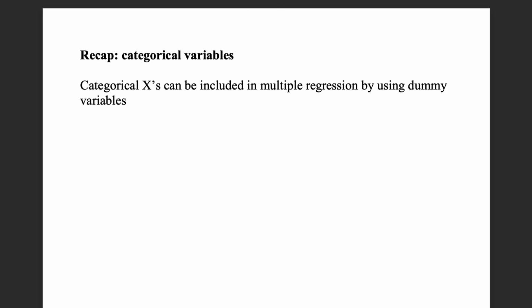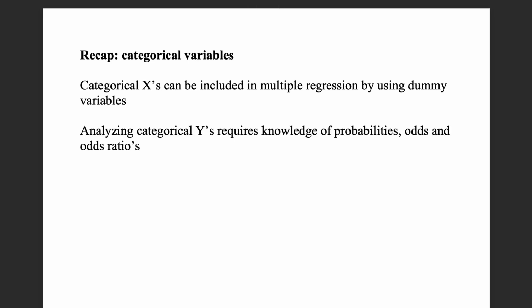So what did we learn in the A lecture? We learned that we can in fact include categorical X variables into our multiple linear regression models, and the way to do that is to use dummy variables. And that's great. That means that we can analyze variables that are not strictly continuous. So that might be categorical, even ordinal.